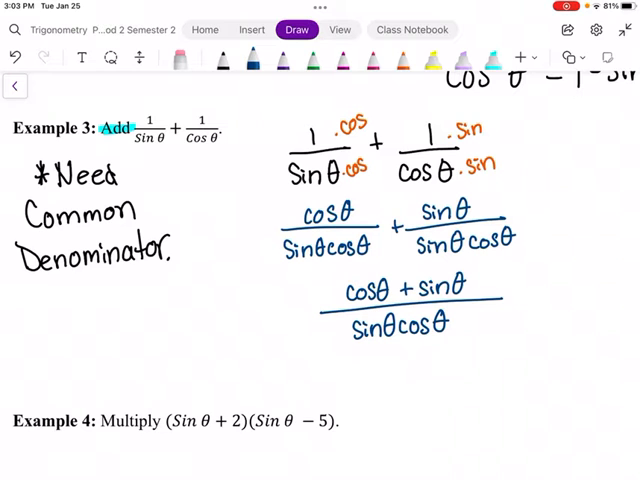If there were any common factors between the numerator and denominator, we would be able to simplify further. But in this case, because there's that addition sign on top, this is going to be our final answer.